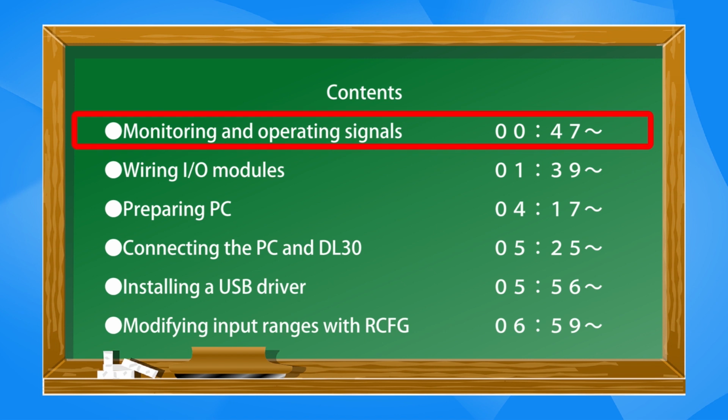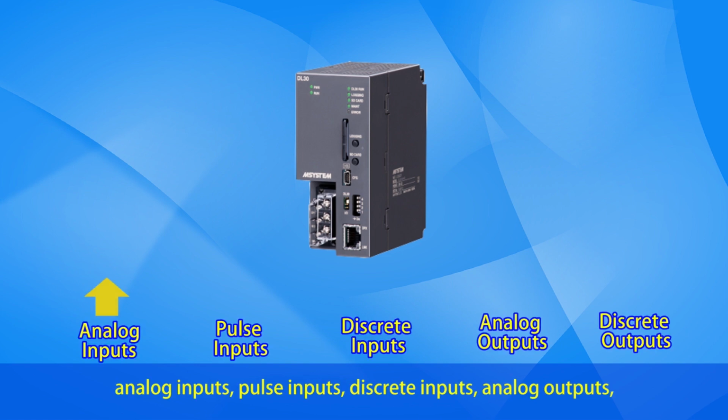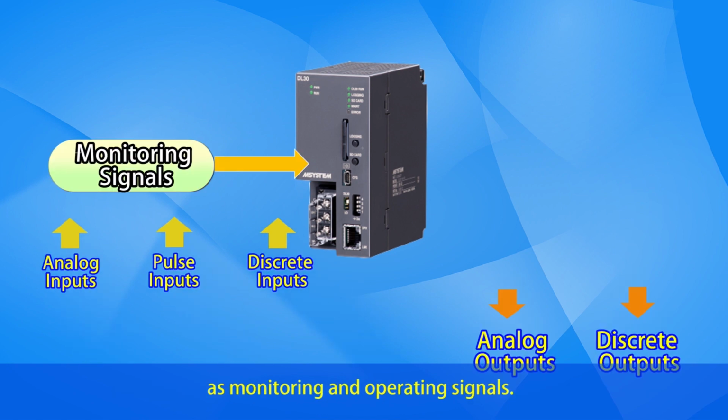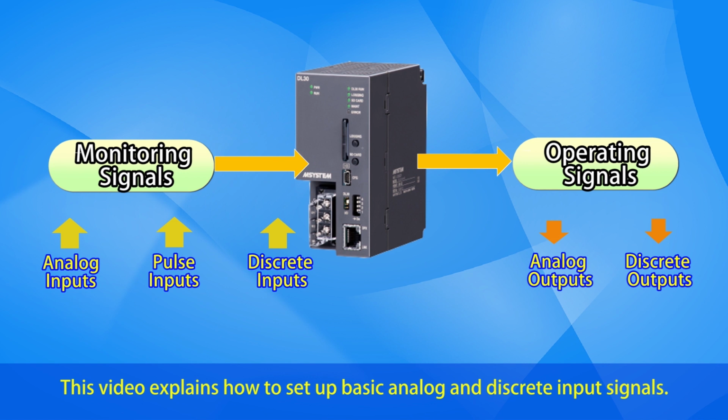First, let us explain monitoring and operating signals. DL30 handles analog inputs, pulse inputs, discrete inputs, analog outputs, and discrete outputs as monitoring and operating signals. This video explains how to set up basic analog and discrete input signals.